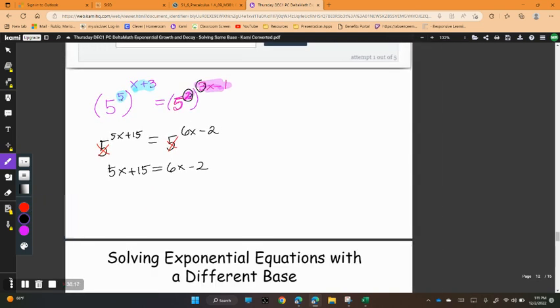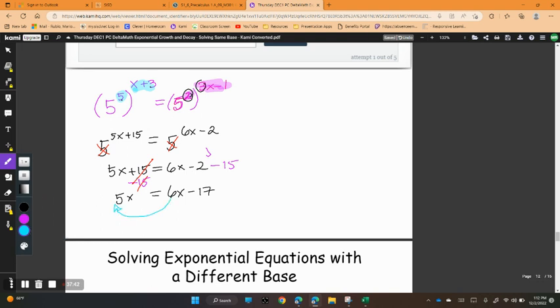Okay, now it's just solving for x. I want to bring this to the other side, and then I want to bring that over here. So I've got to do a couple different moves here. First, I'm going to work with the easiest thing here. Bring 15 on both sides. Those 15s cancel. I'm left with 5x equals 6x, negative 2 minus 15 is negative 17.